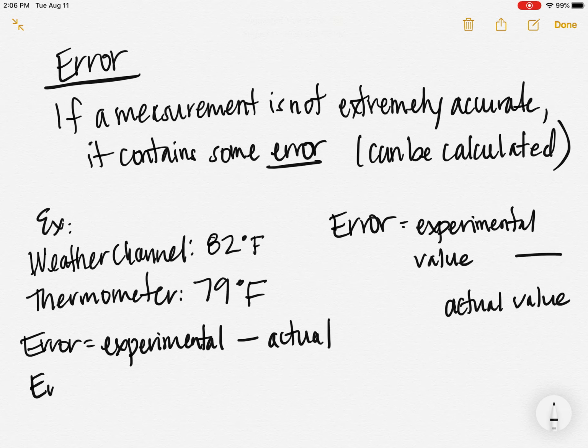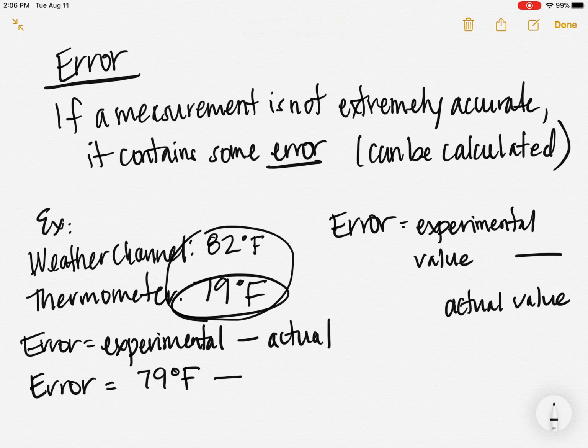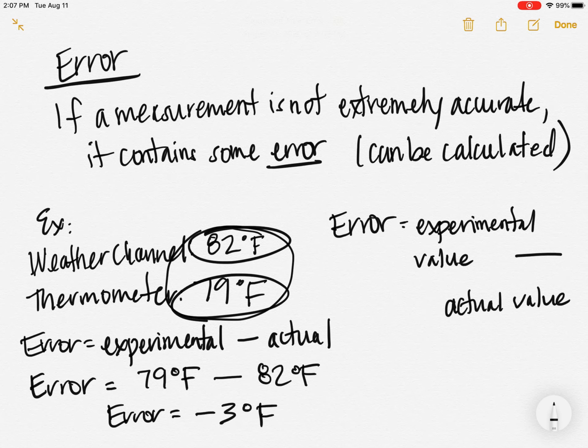So in this case, we could calculate error by saying which one of these numbers is experimental or measured, right? That's the same thing. So the one you measured is this one, the 79. So 79 degrees Fahrenheit minus, which one of these is the actual value or the real value? The Weather Channel, which was 82 degrees Fahrenheit. And so in this case, I could calculate my error, which is 79 minus 82. Of course, it's going to give us a negative 3 degrees Fahrenheit. That's how easy it is to calculate this idea of error, okay?